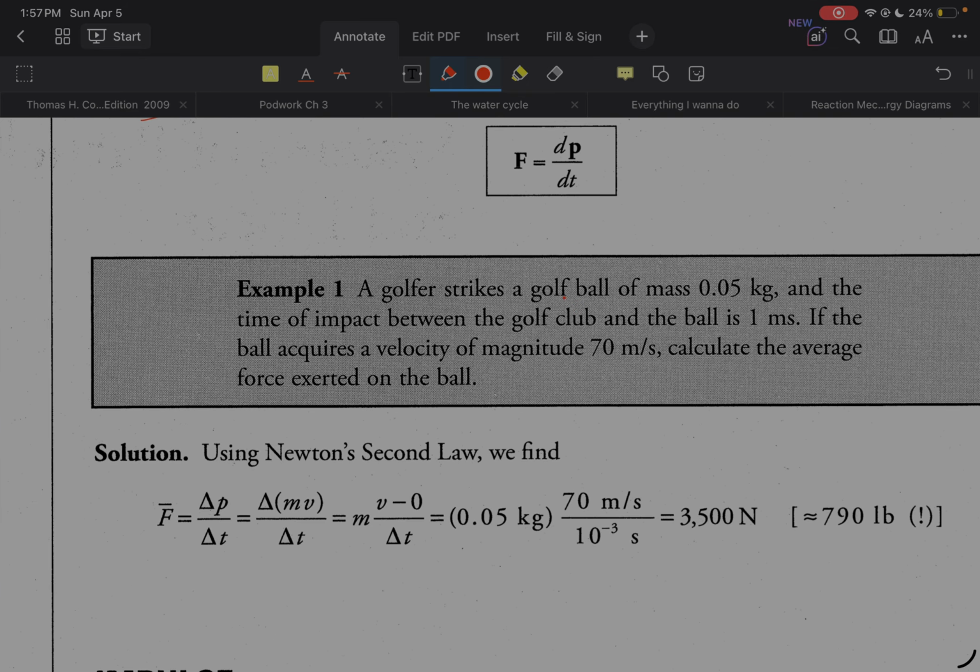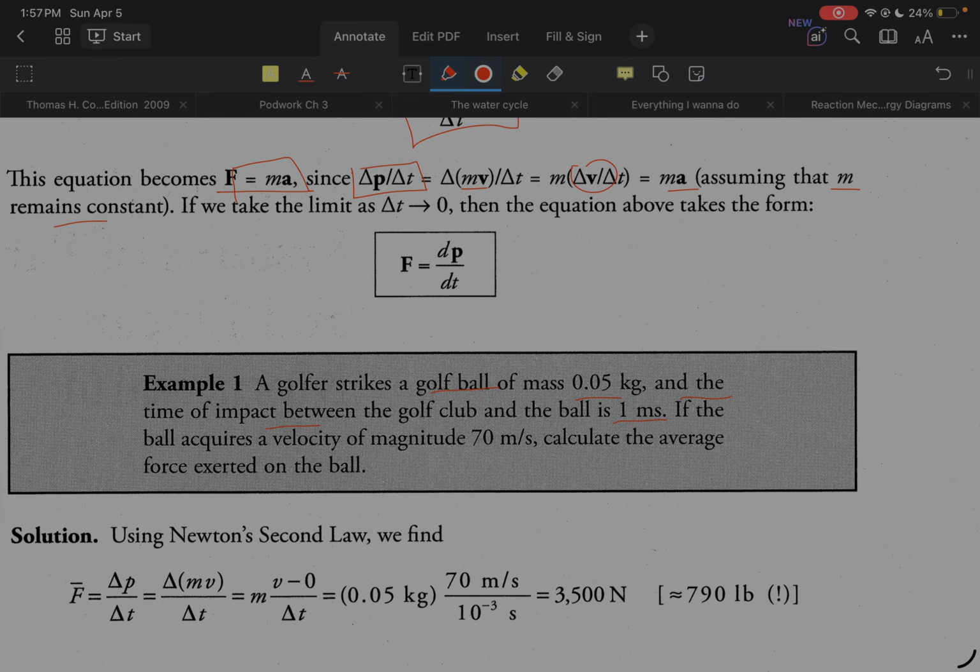A golfer strikes a golf ball of mass 0.05 kilograms. The time of impact is 1 millisecond. If the ball acquires a velocity of 70 meters per second, calculate the average force exerted on the ball.